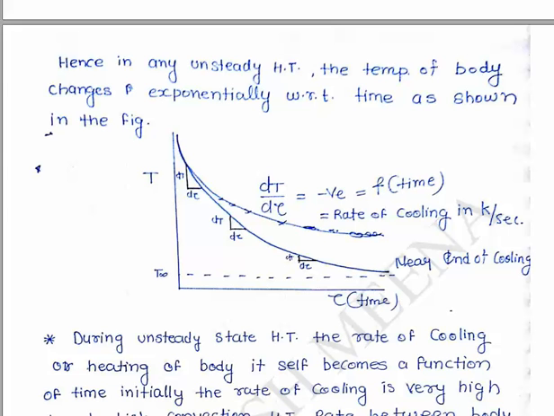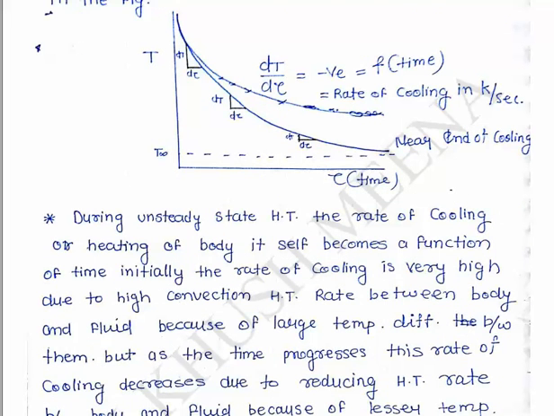During the unsteady state heat transfer, the rate of cooling or heating of the body itself becomes a function of time. Initially the rate of cooling is very high due to the high convection heat transfer rate between body and fluid, because of the large temperature difference between them. But as time progresses, this rate of cooling decreases due to the reduced heat transfer rate between body and fluid because of the lesser temperature difference between them.